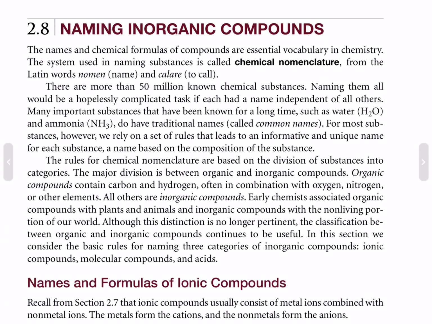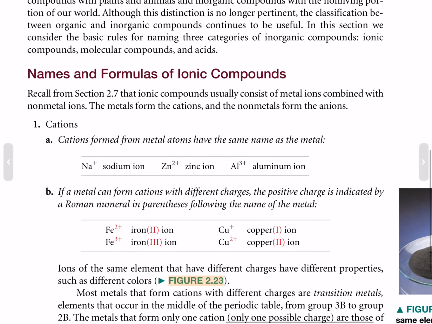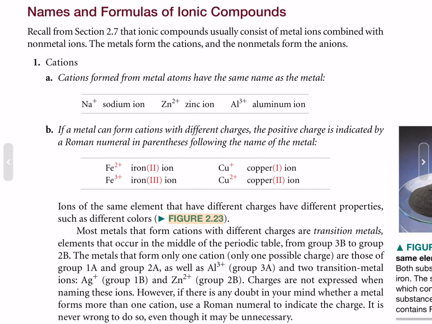In this section, we'll consider the basic rules for naming three categories of inorganic compounds: ionic compounds, molecular compounds, and acids. Names and formulas of ionic compounds. Recall from Section 2.7 that ionic compounds usually consist of metal ions combined with non-metal ions. The metal ions form cations, and the non-metal ions form anions.